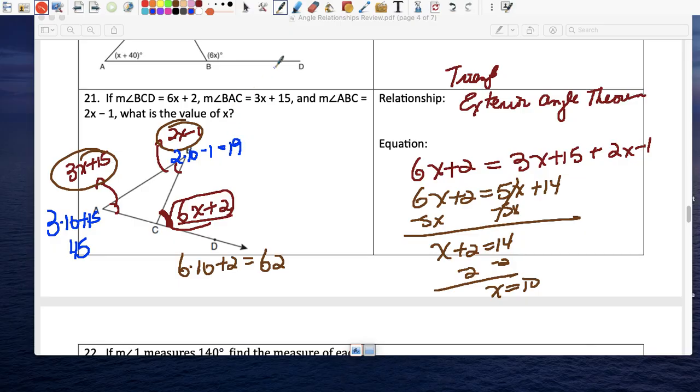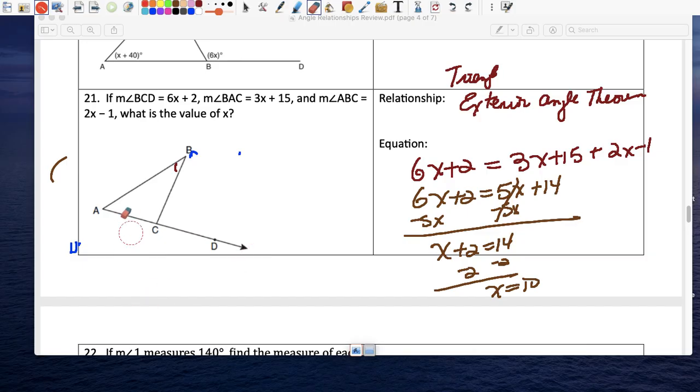I got 6x plus 2, 3x plus 15, 2x minus 1, 5x plus 14, minus 2 on both sides. Oh, 14 minus 2 is 10. Good math. I believe nobody's watching this video. So 14 minus 2 is 12. Oh my god. So what's the value of x? x equals 12. I'm just going to verify.